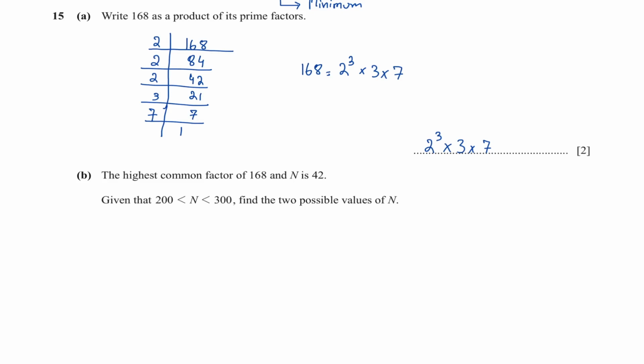Now we do part B, which says the highest common factor of 168 and n is 42. So this means that 168 and n both are multiples of 42.